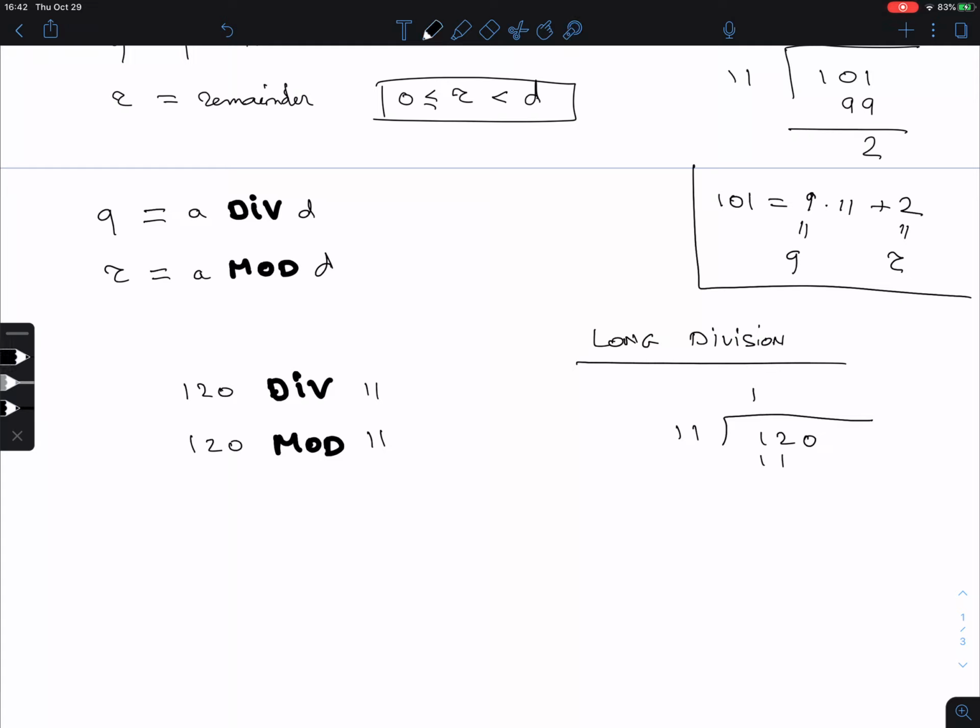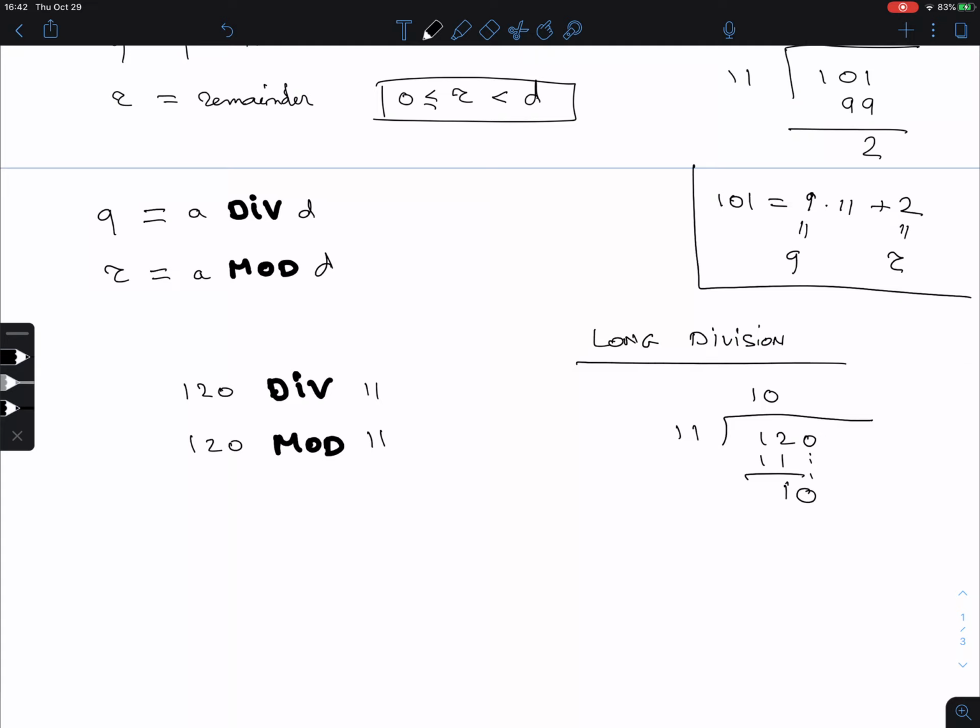So we multiply this with that, put that here and subtract. The result is 1. Bring this 0 down, how many times does 11 go into 10? Not at all. So be careful, we have to put a 0 there. And this means that this is our remainder, because there is no 0 to bring down anymore. But don't forget that we have the extra 0 here, right?